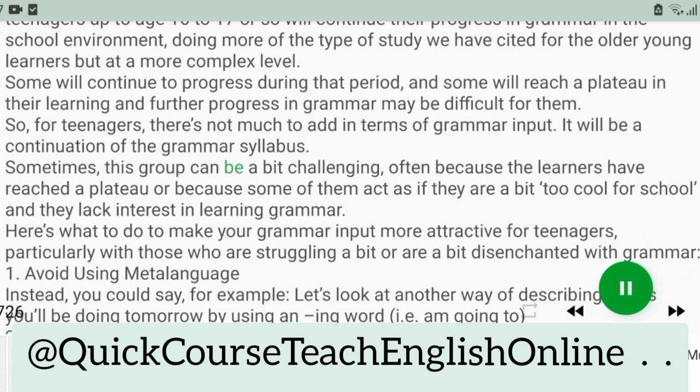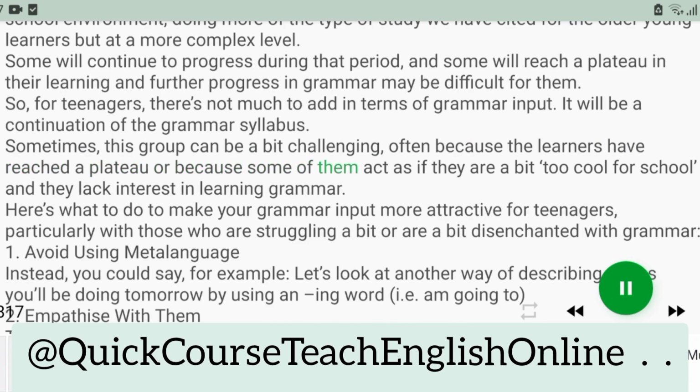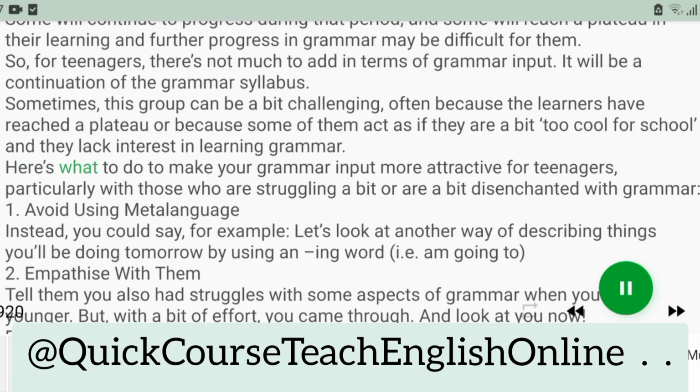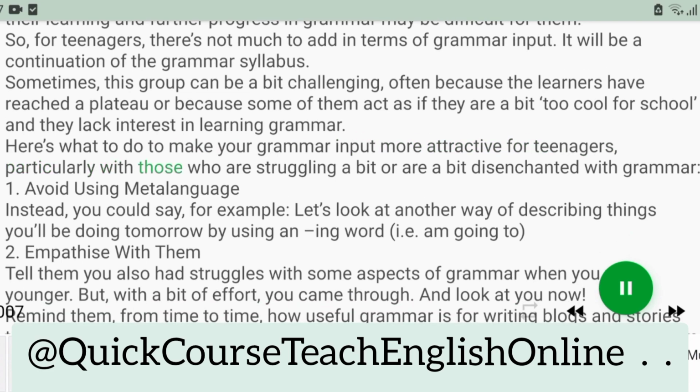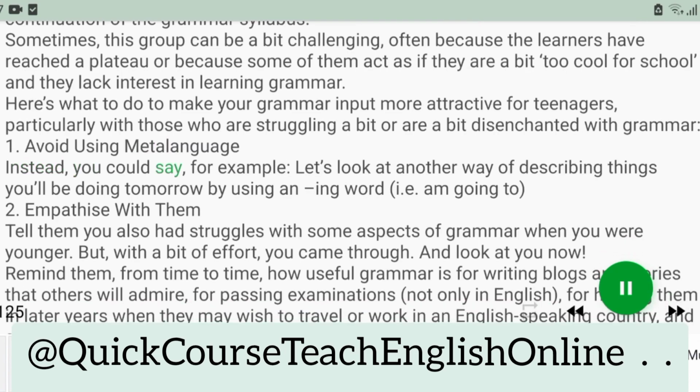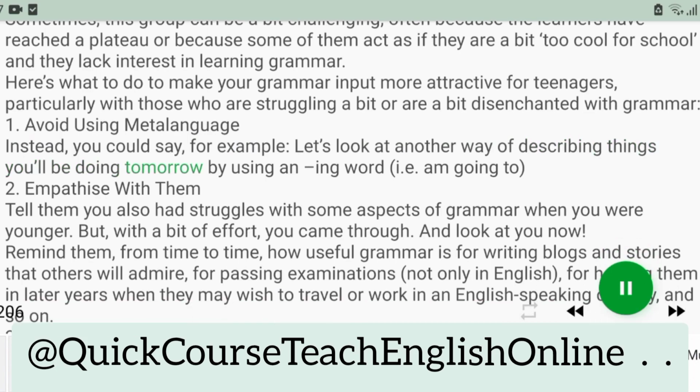Sometimes, this group can be a bit challenging, often because the learners have reached a plateau or because some of them act as if they are a bit too cool for school, and they lack interest in learning grammar. Here's what to do to make your grammar input more attractive for teenagers, particularly with those who are struggling a bit or are a bit disenchanted with grammar. 1. Avoid using metalanguage. Instead, you could say, for example, let's look at another way of describing things you'll be doing tomorrow by using an ing word, i.e., I'm going to.